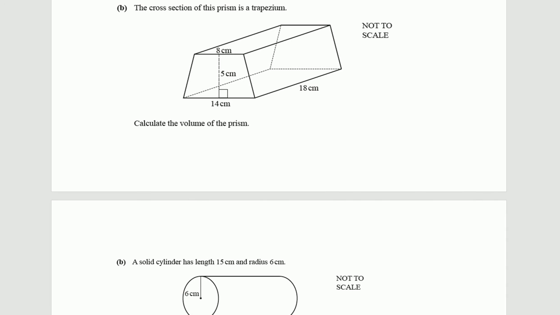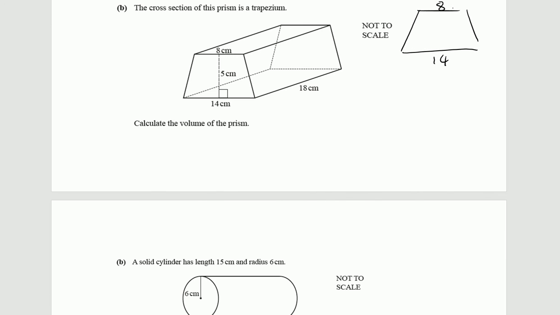So here we have a trapezium-faced prism. Remember, the volume of a prism formula says work out the area of the face. So in this case, that's going to be the area of the trapezium, and then times it by the depth, which in this case is 18 centimeters. So I have to work out the area of this trapezium.